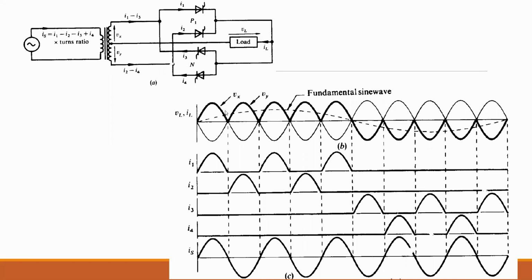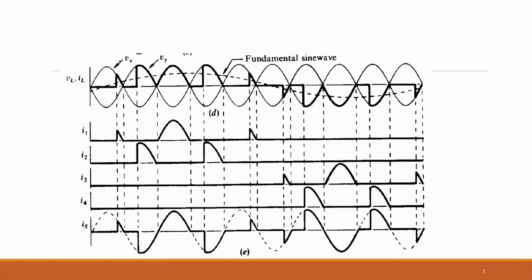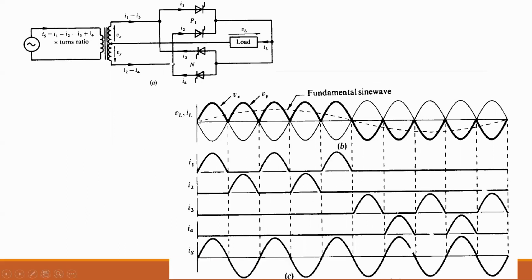These positive cycles are due to the Vx and Vy positive voltages, and due to thyristors T1 and T2, and these negative cycles are due to thyristors T3 and T4, and due to the negative cycles of Vx and Vy. So we will only observe this shape of waveform at the load side.